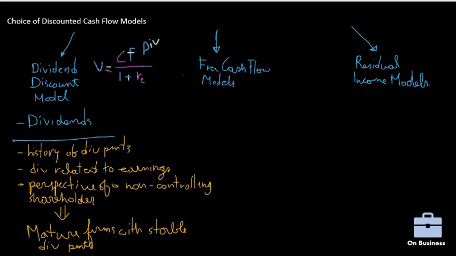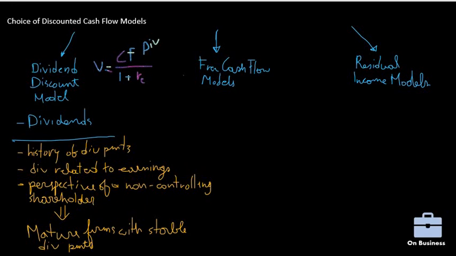So how can I project those dividends into the future? If I have a history of dividend payments, and those dividend payments are related to earnings, I could project those dividends. If I have no history of dividend payments, then how can I project them? I have to base those projections on something, so it wouldn't work.